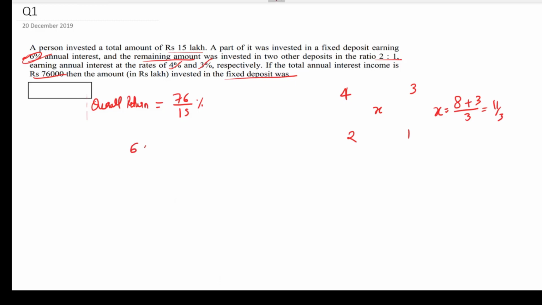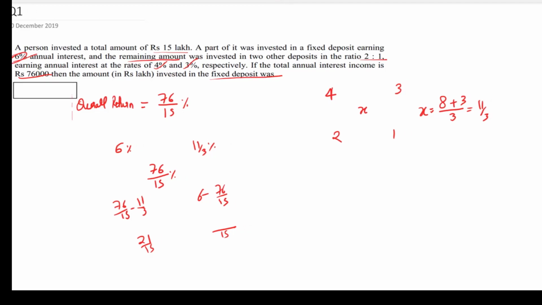Now we can find the ratio of the fixed amount and the remaining amount. Okay, then 6%, and from 11 by 3% we get the overall return of 76 by 15%. Now 76 by 15 minus 11 by 3, and 6 minus 76 by 15. Now we'll get 15, here will be 55, 21, and here will be 14. So the ratio will be 21:14.